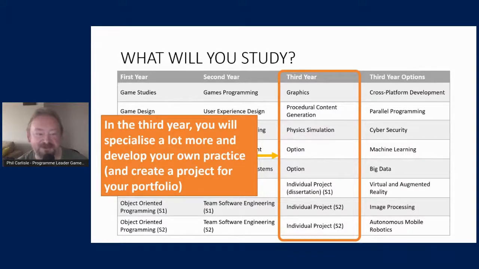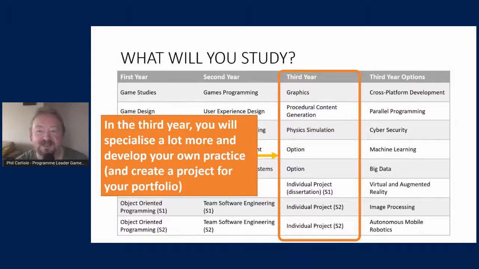So for instance, if you're interested in graphics, you might do the graphics module and a project involving some kind of graphical effect. So the idea is that there's a number of core modules and then there's a number of optional ones. And the individual project, as it says, is basically something that you choose to do for your own specialism. So in a way, what we're saying is in the third year, you get to specialize. We give you some core competencies, but it's ultimately up to you to choose what you want to do in that. And that basically means that you then get a really great portfolio item at the end of it.